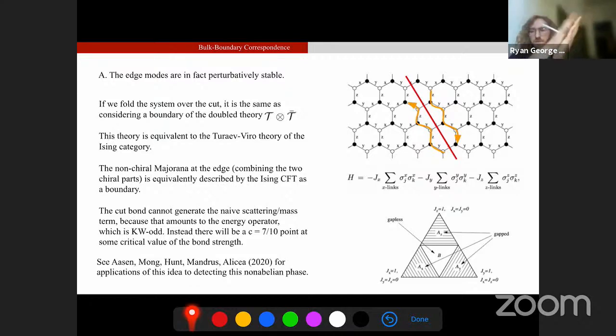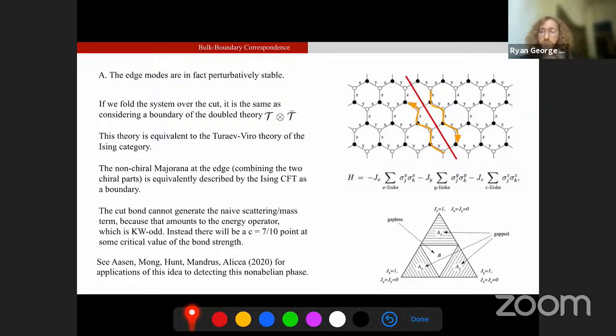So now rather than thinking about this phase diagram of interfaces, it's phase diagrams of boundaries for this doubled theory, where you take one copy of the theory and one copy of its orientation reversed partner. And it turns out that doubled theories like that are equivalent to Turaev-Viro theory, at least in 2+1 dimensions. And they're equivalent to Turaev-Viro theory based on the category of anyons in Ising.